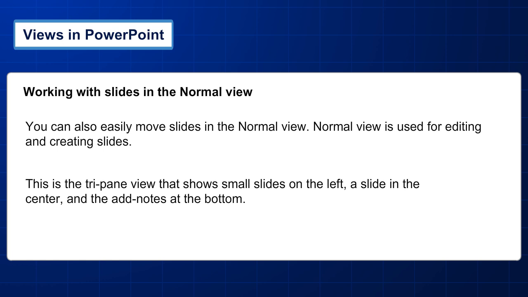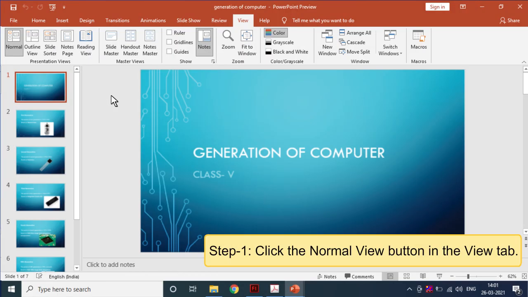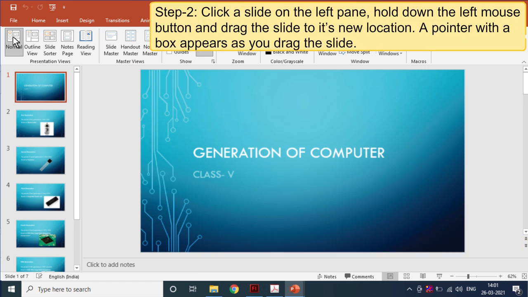To move slides in the normal view, Step 1. Click the Normal View button in the View tab. Step 2. Click a slide on the left pane. Hold down the left mouse button and drag the slide to its new location. A pointer with a box appears as you drag the slide.